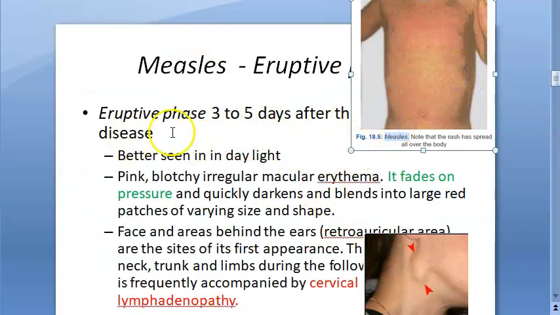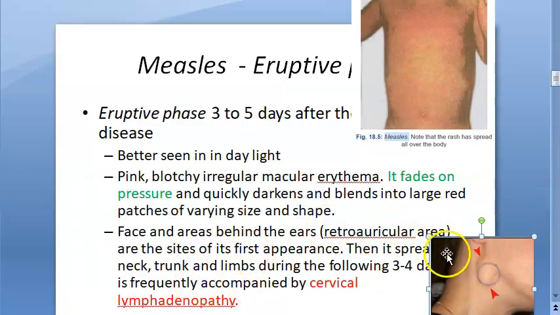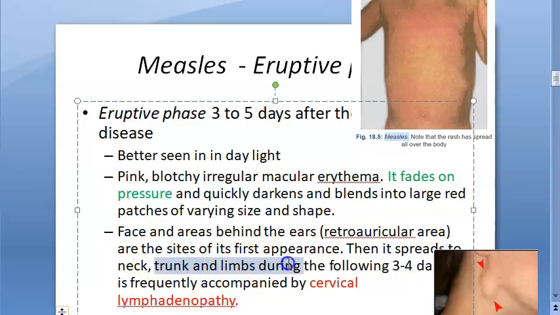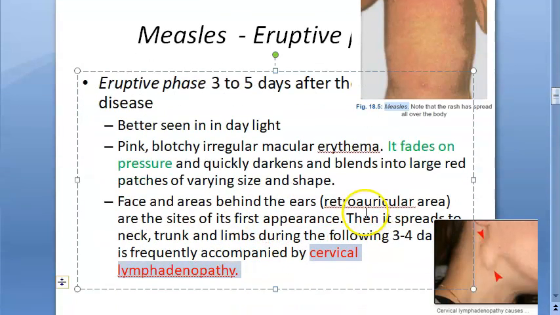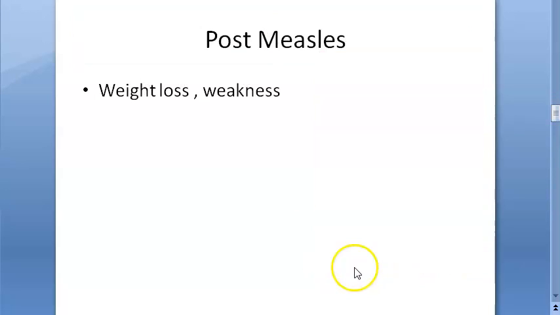Then the eruptive phase, you have the pink blotchy irregular macular erythema. It fades on pressure, and then it darkens and blends into large red patches of varying shape and size. Then it appears in the retroauricular area, behind the ear, then face, neck, trunk, limbs, accompanied by cervical lymphadenopathy. That is the eruptive phase. Then the convalescent phase we have seen. The rashes have gone and they have left a light brown stain, pigmentation.